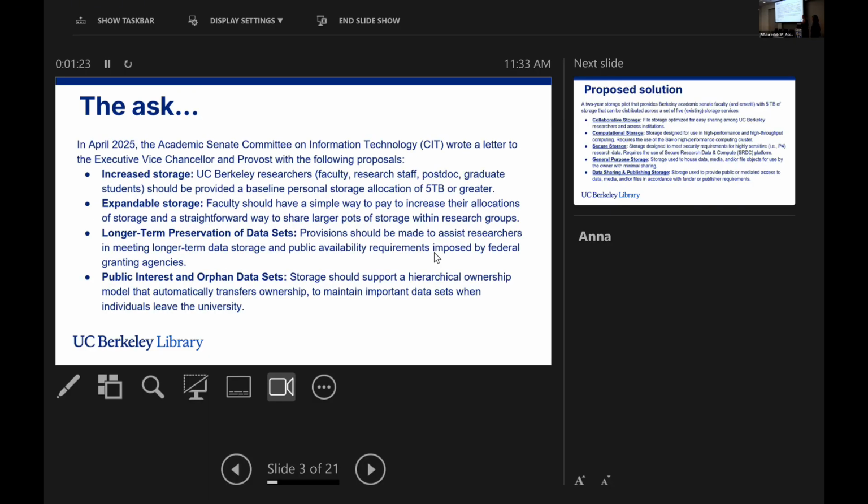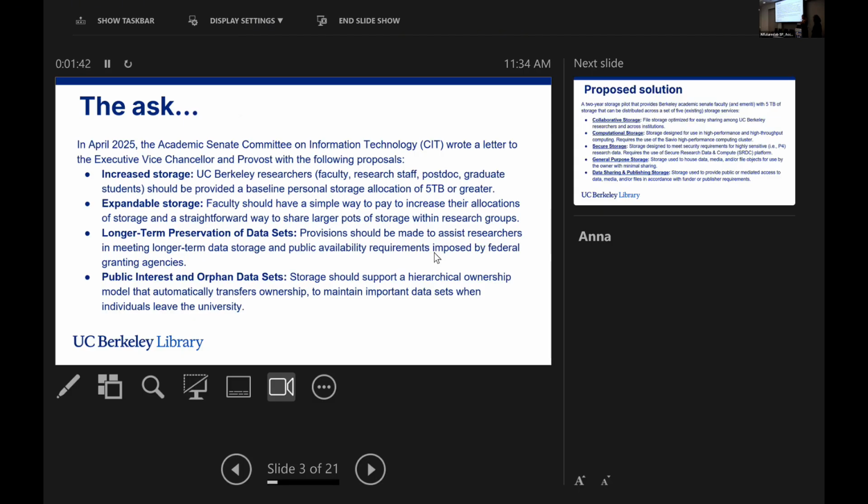So the ask that we received, there was an academic Senate committee back in the spring of 2025, and they wrote a proposal, a request to campus, where they were asking for much more support around storage for research data on the UC Berkeley campus.